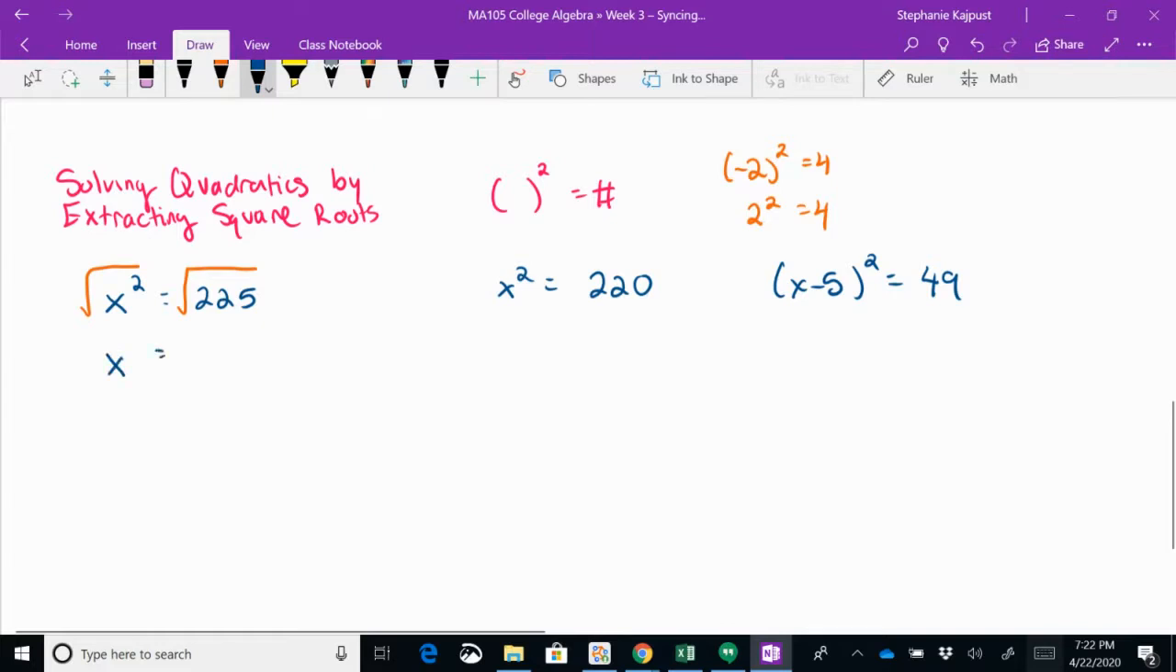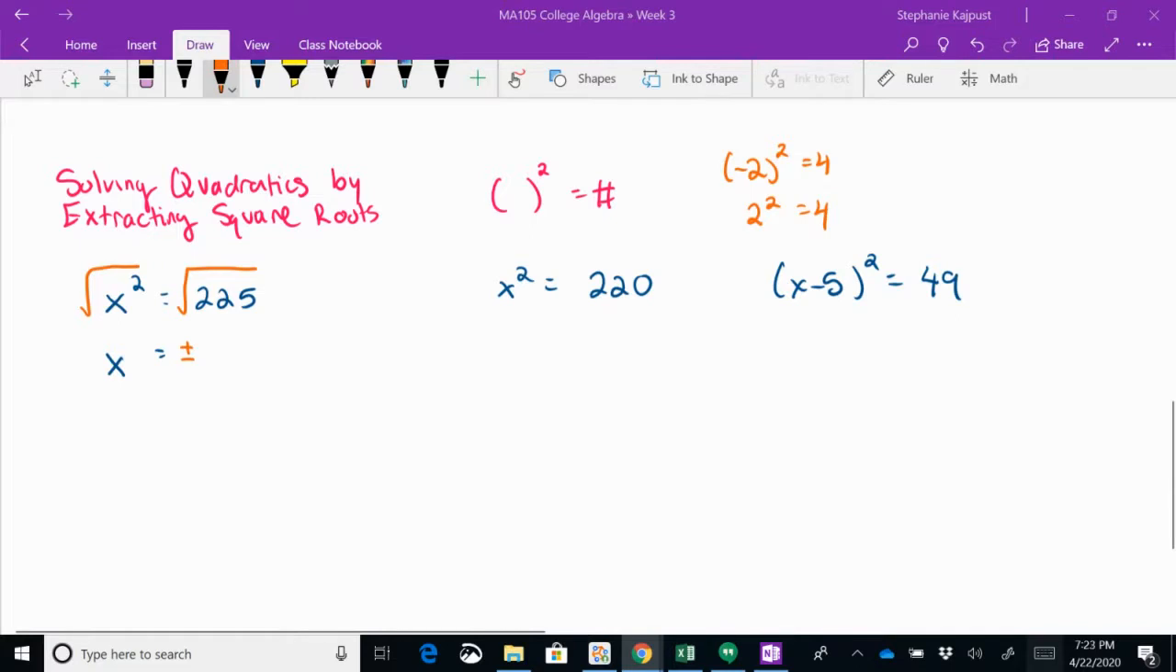So when you square root something squared, that cancels. And then we get this, our plus minus sign. So that symbol just means that we have two answers. One of them is positive, one of them is negative. Yes, so we're going to have two answers.